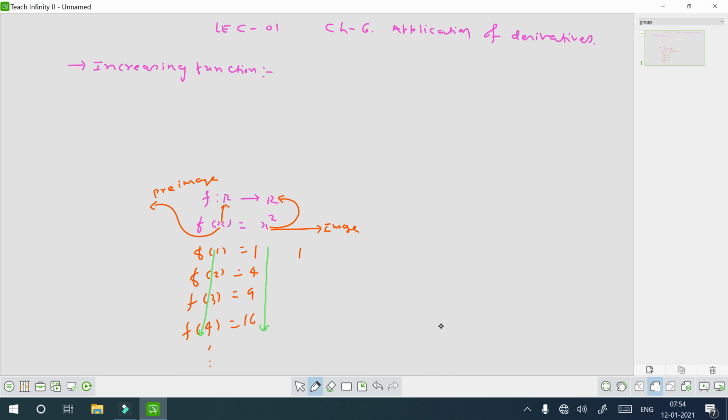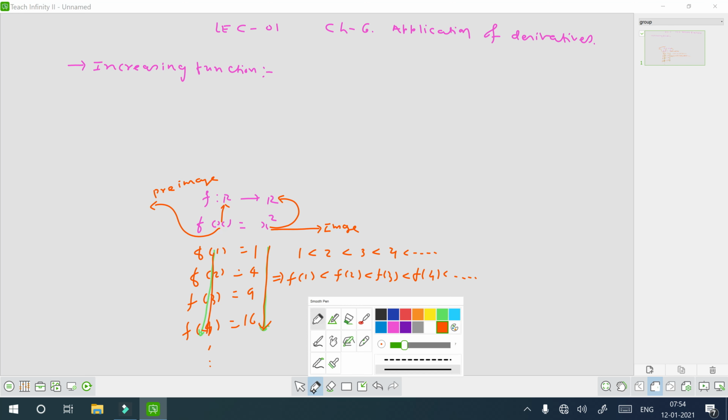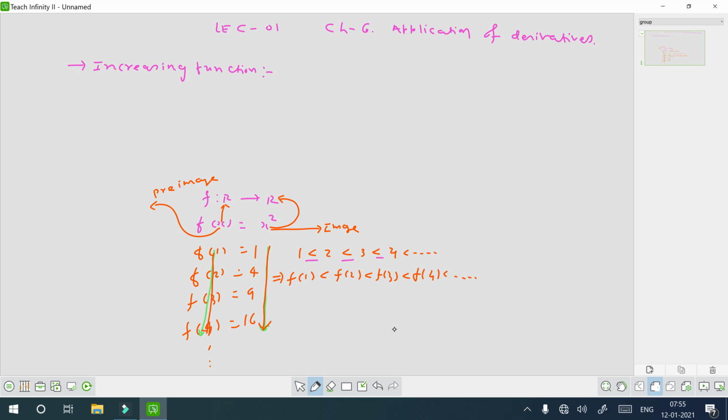See, pre-image increases, that is 1 less than 3 less than 4 and so on. Pre-images increase, at that time images also increase. That means this implies f of 1 less than f of 2 less than f of 3 less than f of 4 and so on. That means see here, order sign less than remains same. Whenever order sign remains same, at that time that function is known as increasing function.